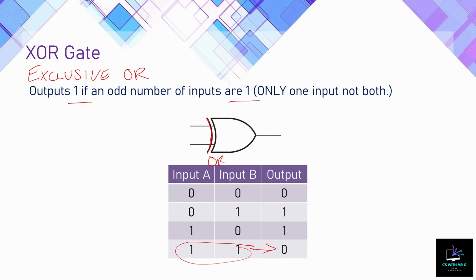So either remember it as an odd number of 1s, so there's 1, 1 there, and there's 1, 1 in here, and the output is a 1 in both of these, or that it has to be A or exclusively B. It cannot be both, and that's the way that I like to remember. So an exclusive OR or an XOR gate can only be A or B, not both.